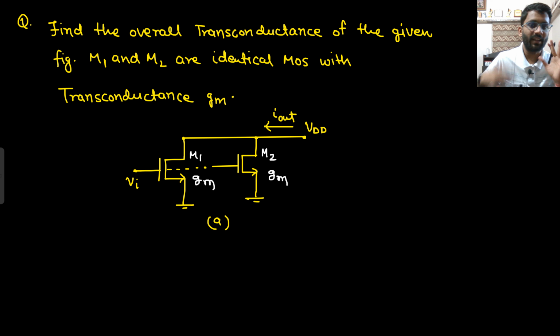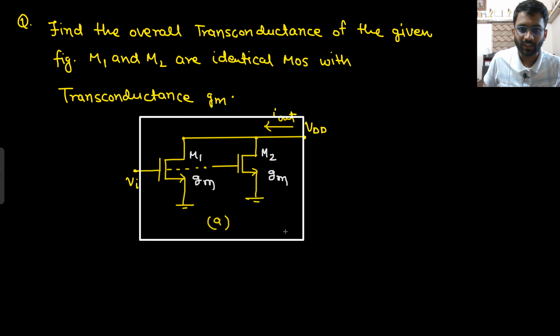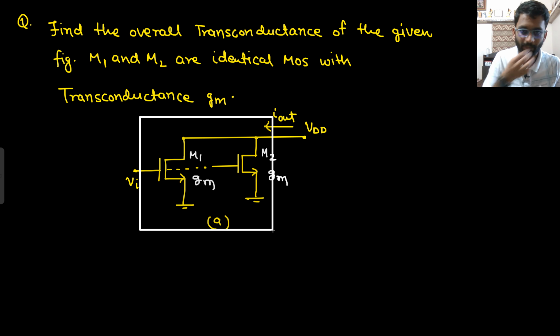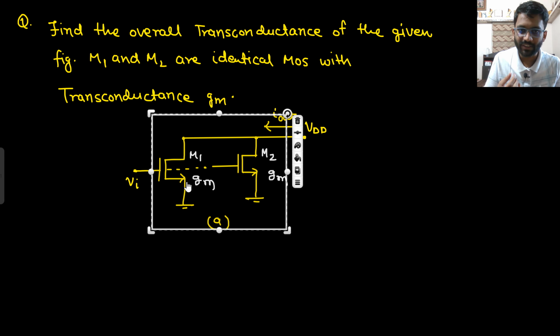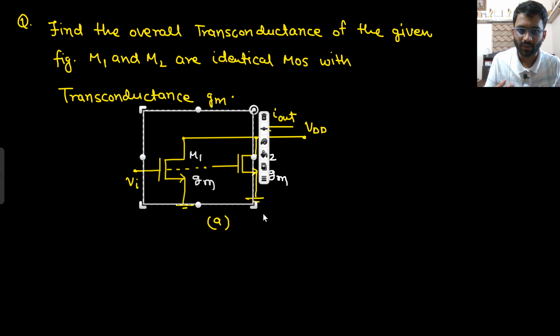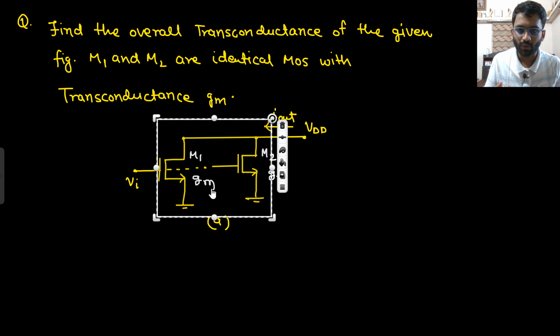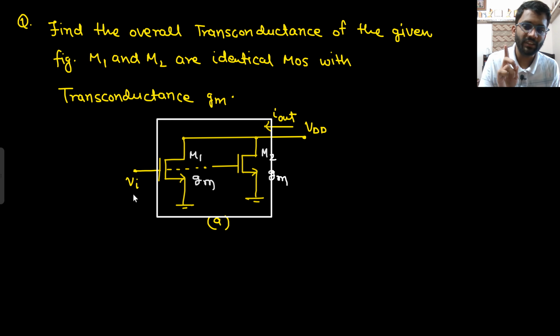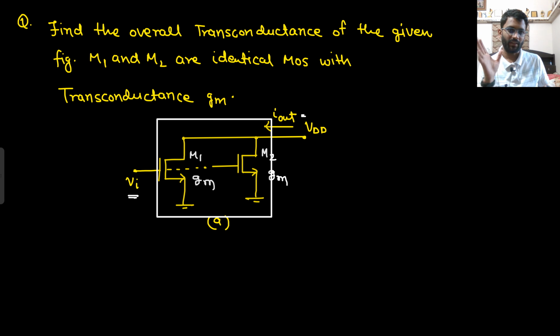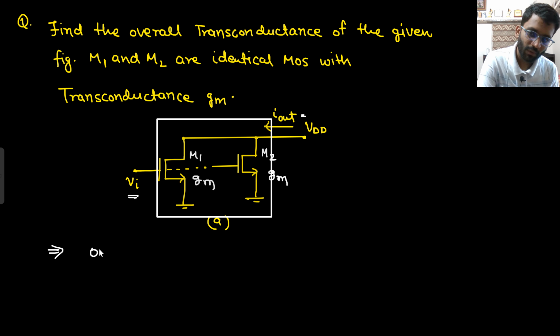You need to find the transconductance of the overall configuration. So this is your overall configuration. That's it. Let's make it smaller. This is your overall configuration. So for your overall configuration, what is the input? Vin. What is the output current? I out. That's it. So what will be the overall GM? Overall transconductance.